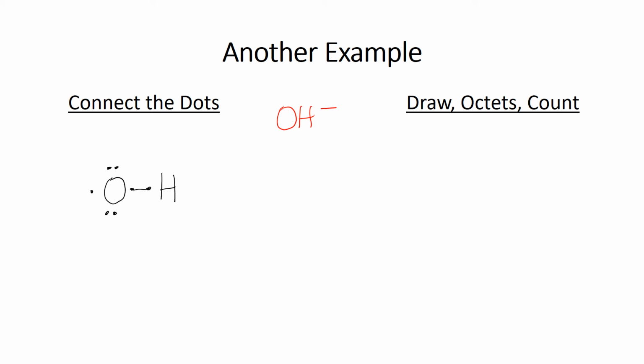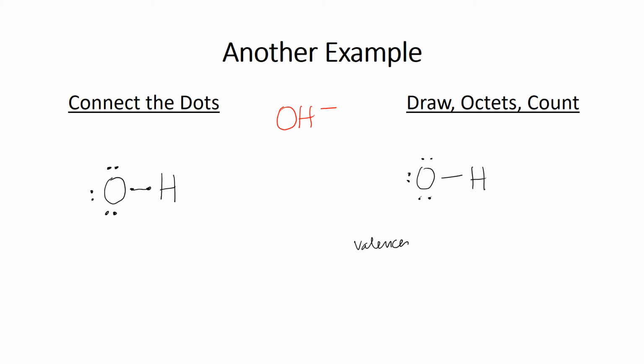But notice the hydroxide is negative. That means the diagram has 1 additional electron, and clearly the oxygen needs it, so we'll put that there. And that's how we get it from connect the dots. The draw octets and count method, we'll just say we'll draw O, we'll put an H in, give the oxygen an octet, and then make sure our picture is right by adding up all the valences.